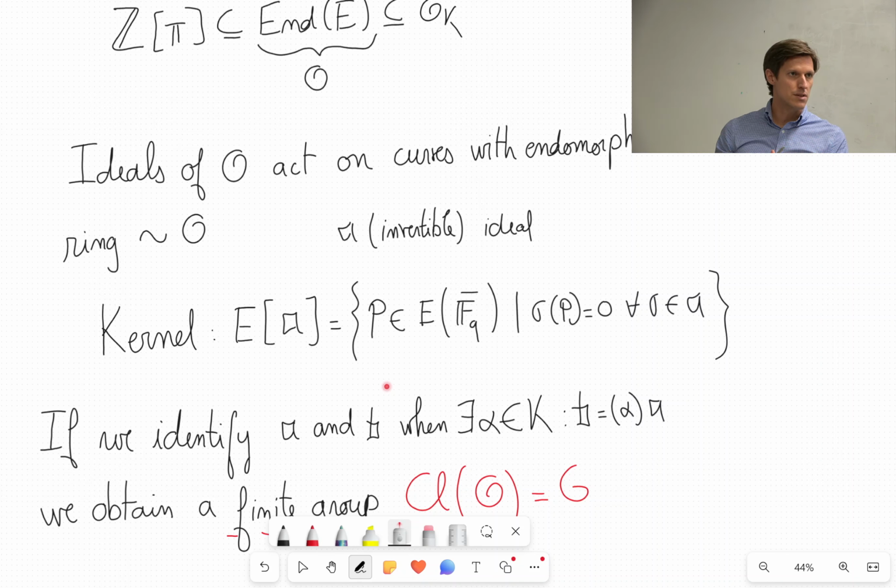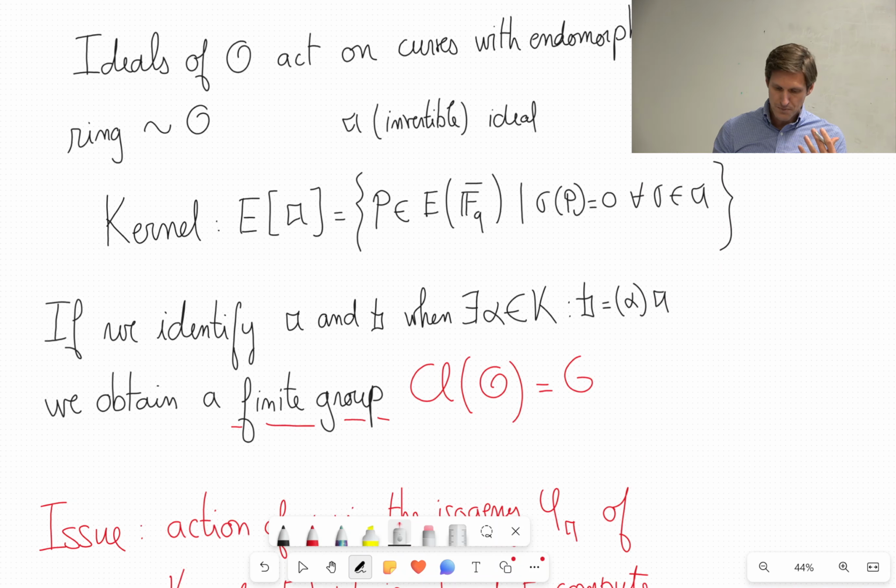Principal ideals are those ideals that are all the multiples of one single element. When you identify two ideals this way, you create an equivalence relation between ideals, and then you quotient that group of ideals, and you get a finite group. That group is called the ideal class group of your ring, and that's the group that's going to act on curves.